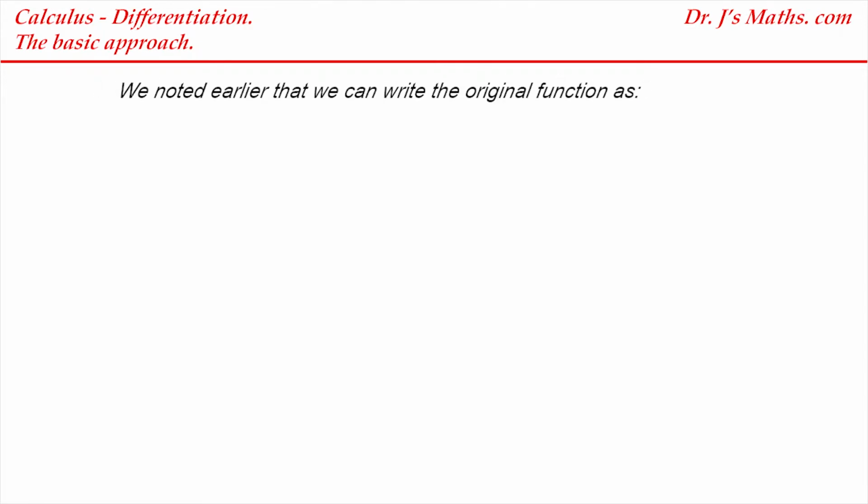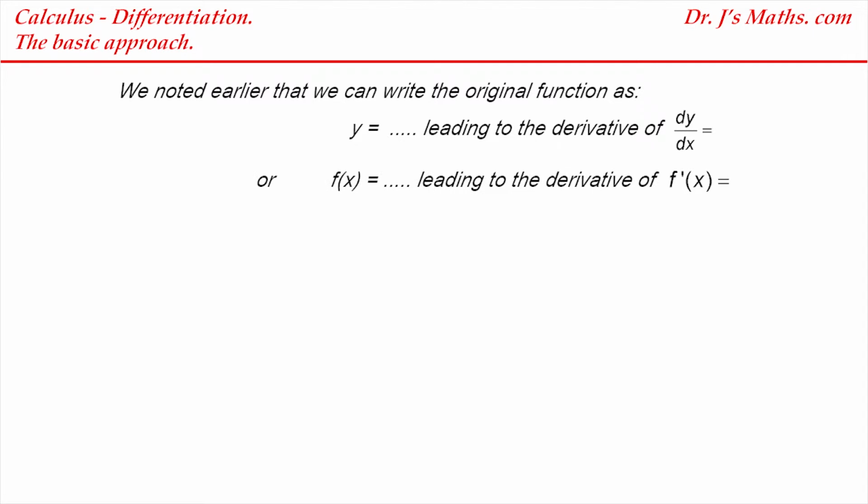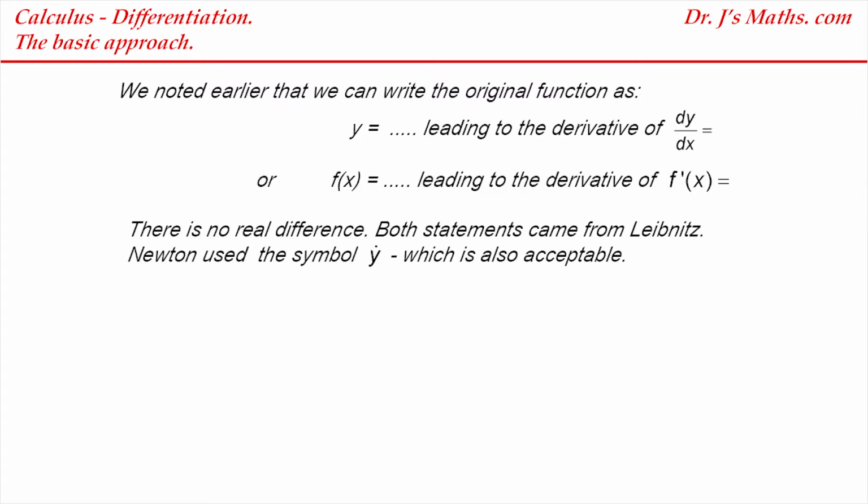Just a quick note on nomenclature. We noted earlier that we can write the original function as y equals something, and that led us to writing the derivative as dy/dx. Or we could have used f(x), and that would have led to us writing the derivative as f dash x. Now there's no real difference between these two ways of writing it. Both came from Leibniz, the famous German mathematician. Newton, in contrast, used the symbol y dot, which is also acceptable but more limited.